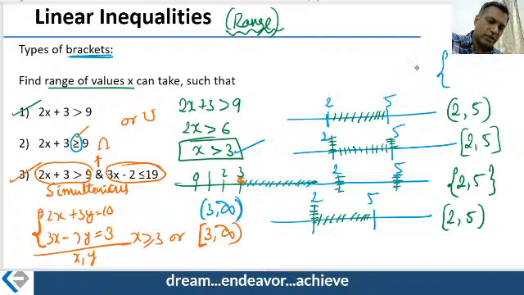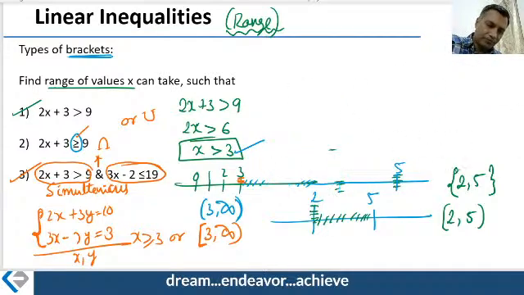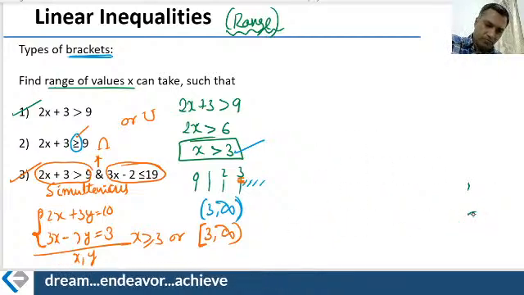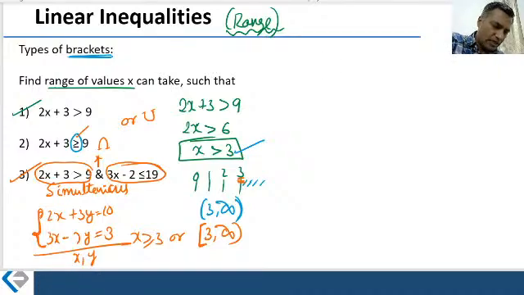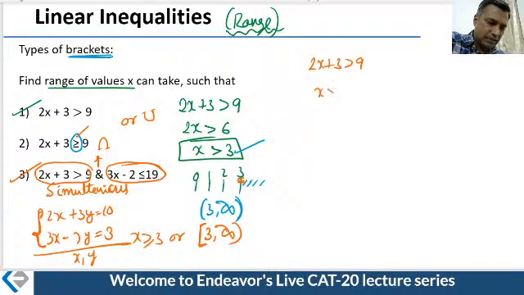Fair enough. Let's take a look at this now. Let's examine this particular question quickly. The first one is simple, right? We already dealt with this. 2x plus 3 is greater than 9. Perfect. Therefore, we already understood this: x is greater than 3.